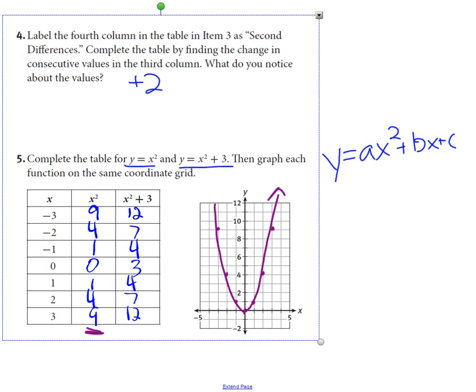So there's the first one, and that shouldn't look like anything new. That's still just y equals x squared. That's the first graph we did. Wait, so that's the 9, 4, 1, 0? Yes, that's the one I underlined in purple. And then we have this one.